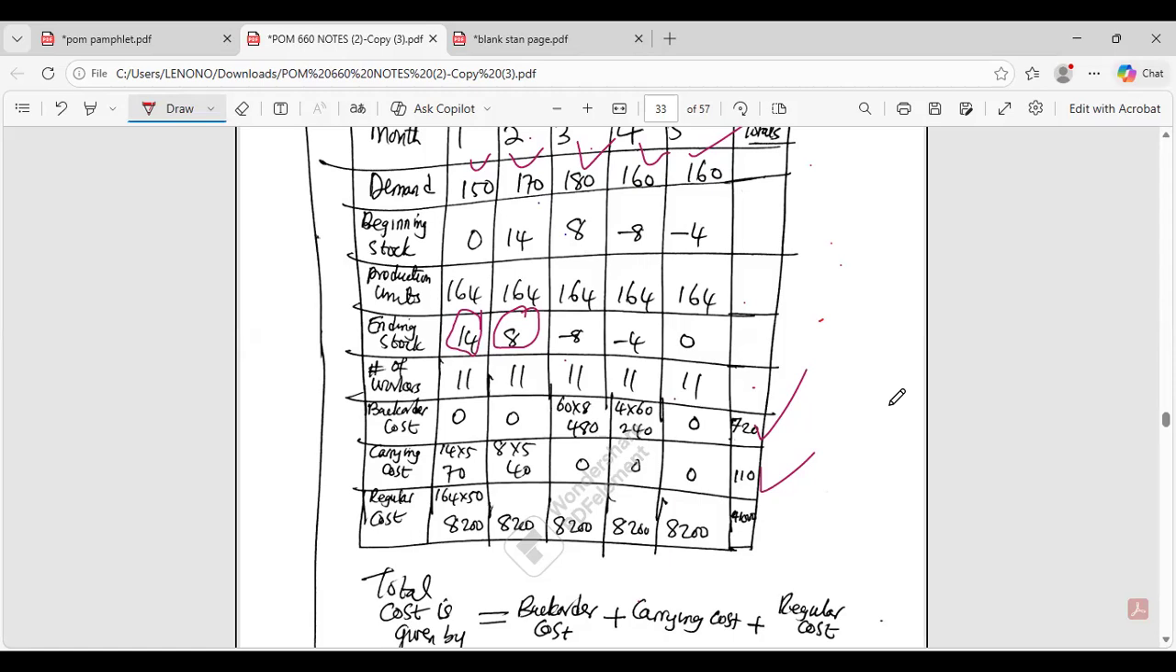So that is what goes on. So that is holding cost. Okay, unless you want us after this one, we do another topic called inventory management. If you're not tired, no problem. So let's move on. Then regular cost.